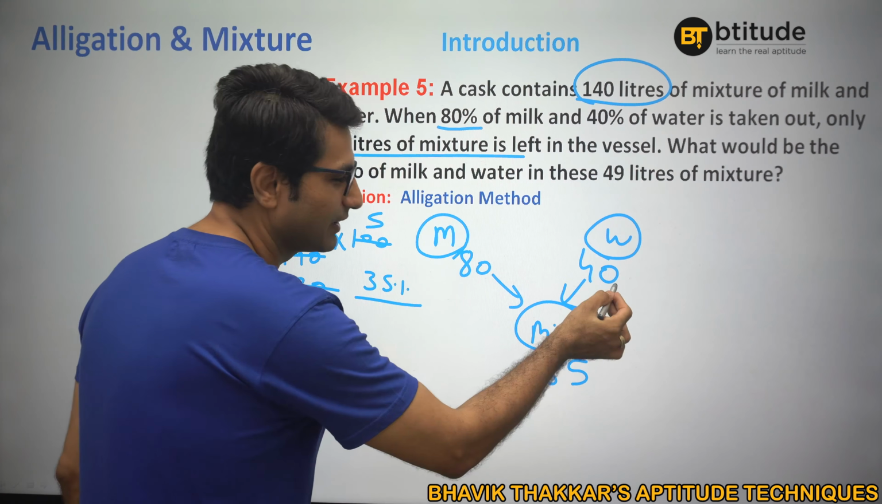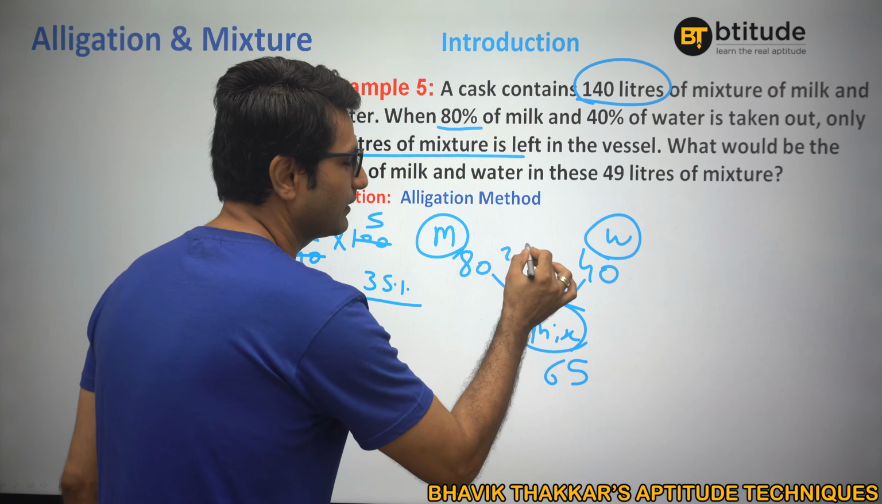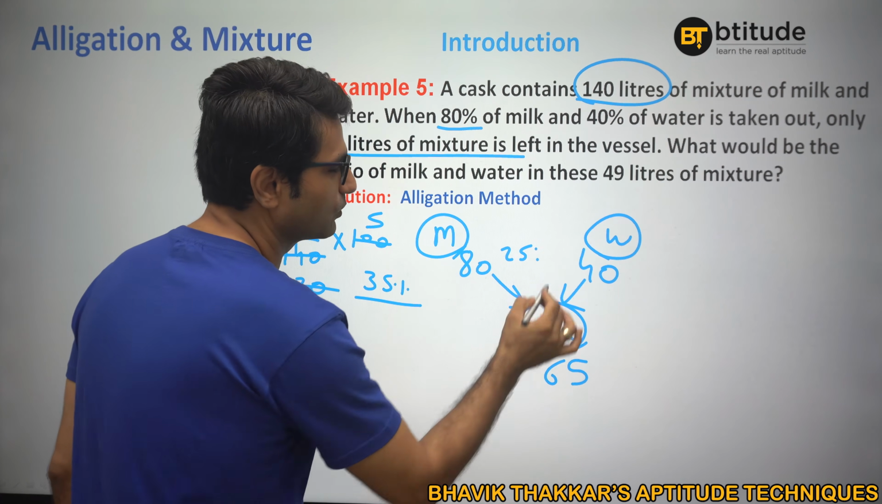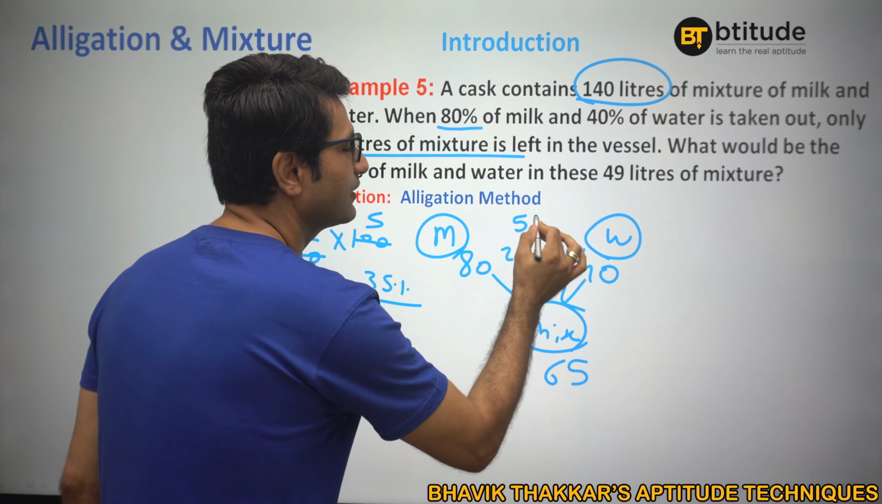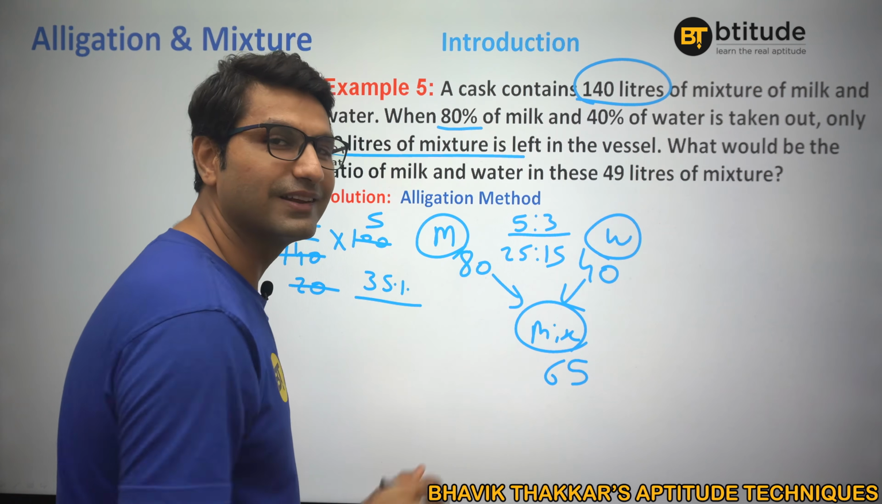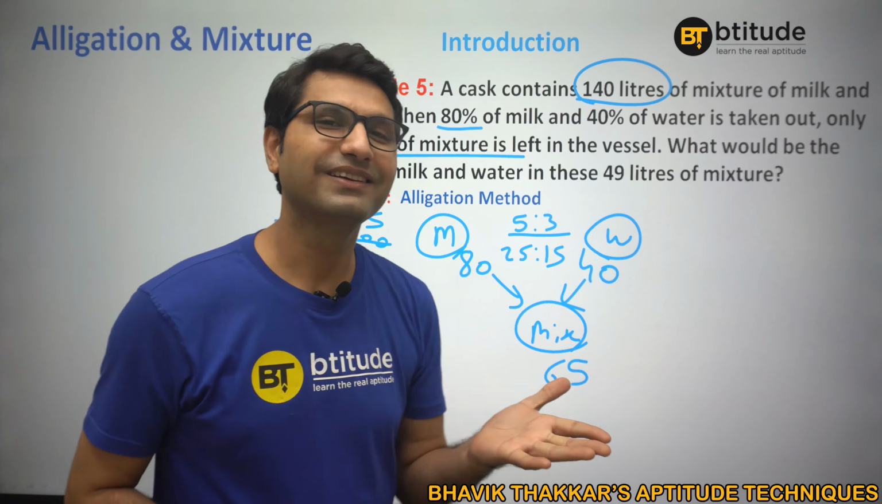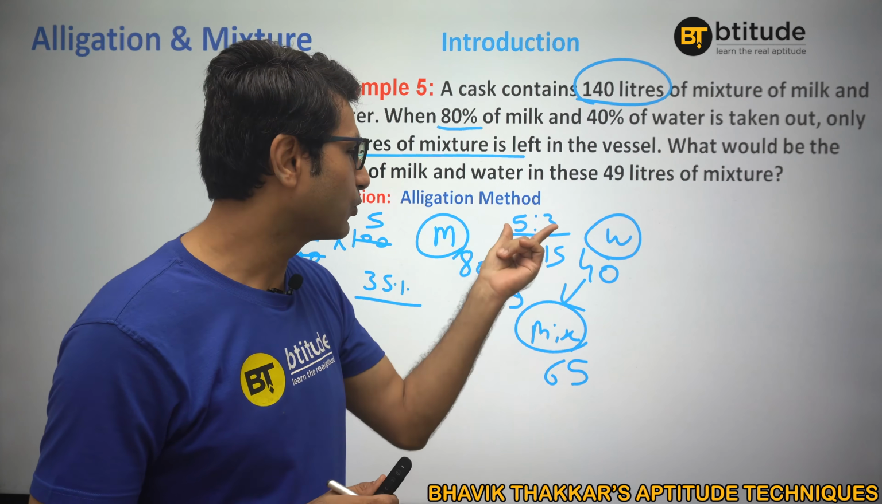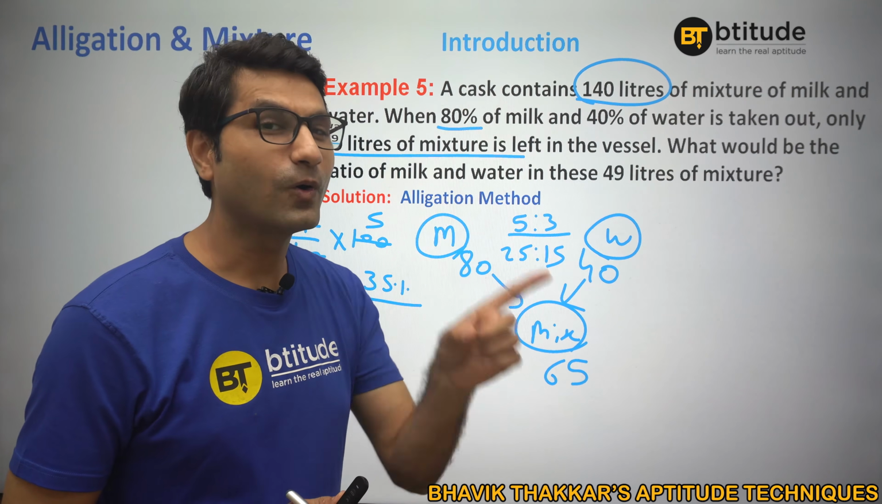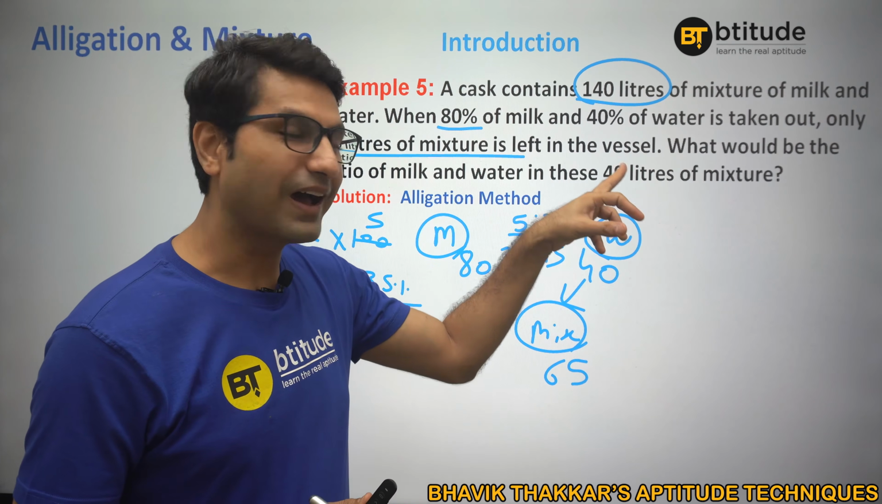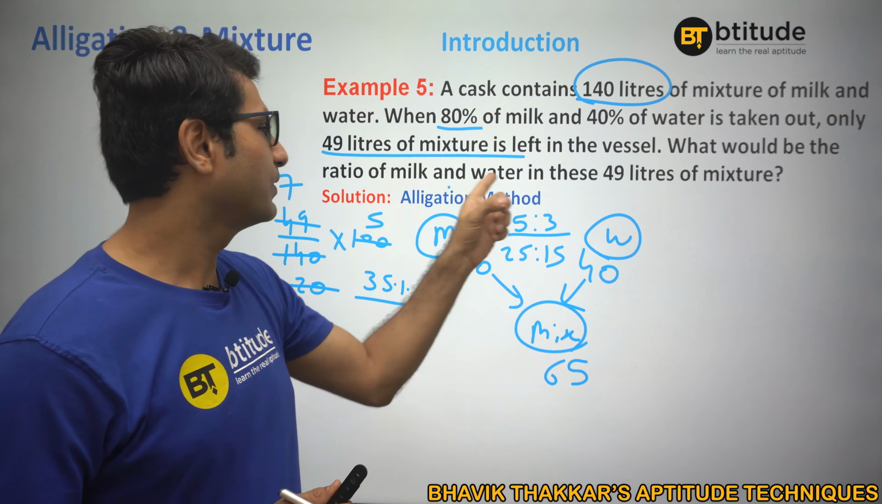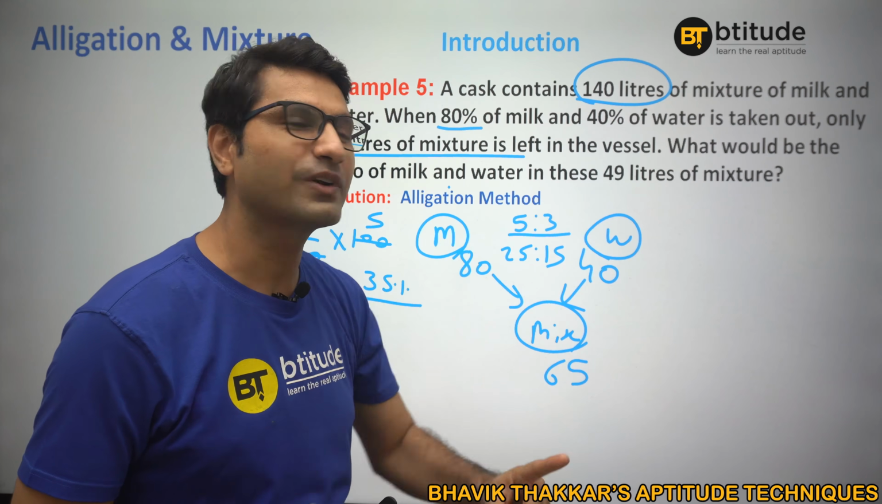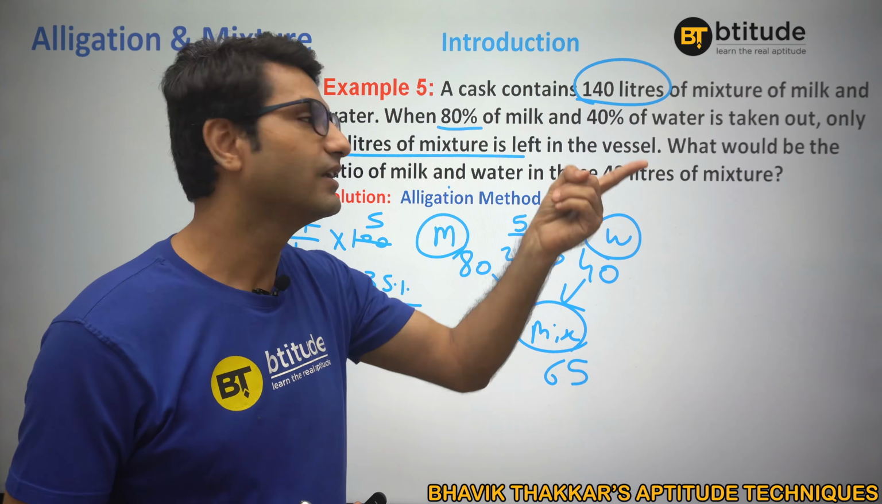Now if you understand, the difference between these two is 25, and the difference between these two is 15. So 5:3. Try to understand this. What does this mean? Fine. This means the original ratio of milk and water is 5:3. Original ratio. So don't answer with the ratio of milk and water as 5:3. Try to understand, this will be the ratio of the original.